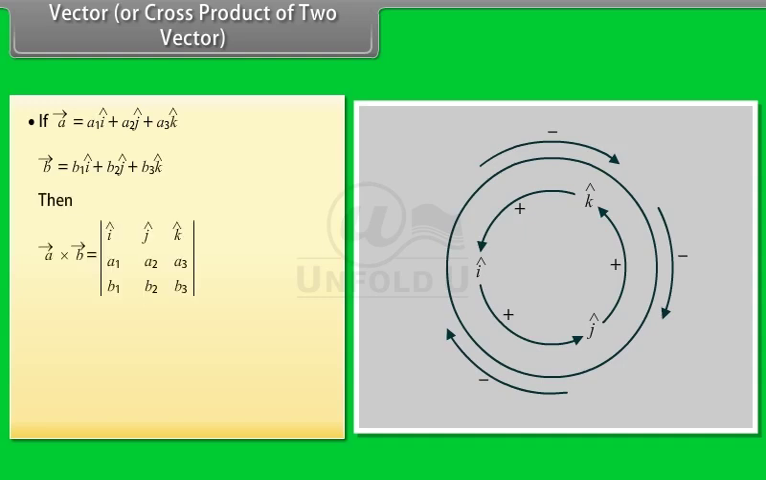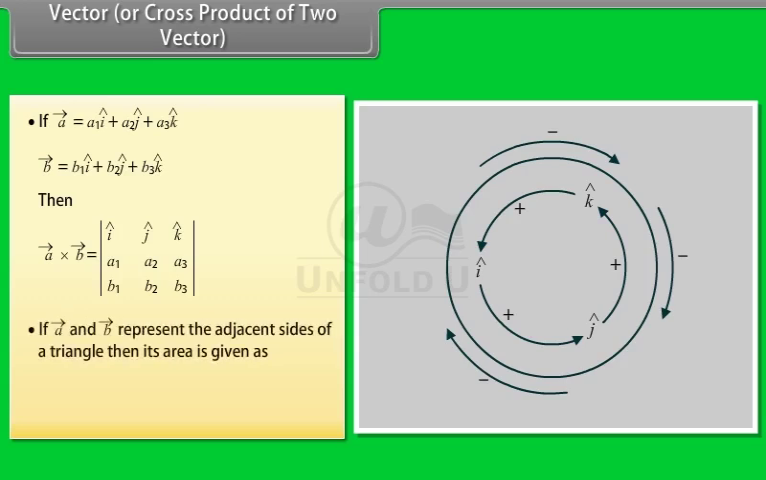Then, the vector product of A and B is equal to the determinant with first row cap i, cap j, cap k; second row A1, A2, A3; third row B1, B2, B3. If vectors A and B represent the adjacent sides of a triangle, then its area is given as 1/2 into the magnitude of the vector product of A and B.